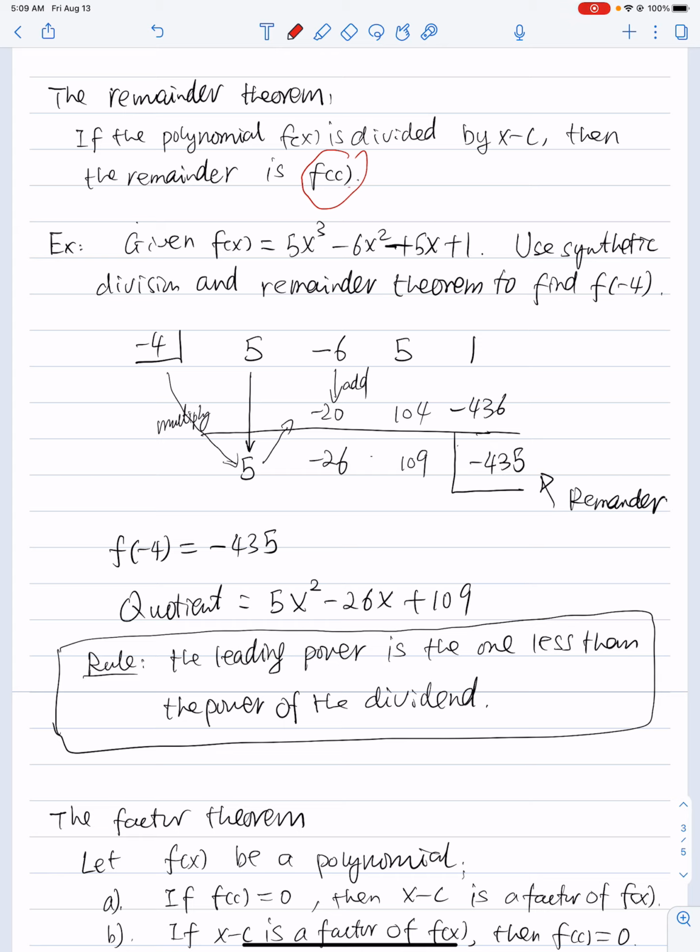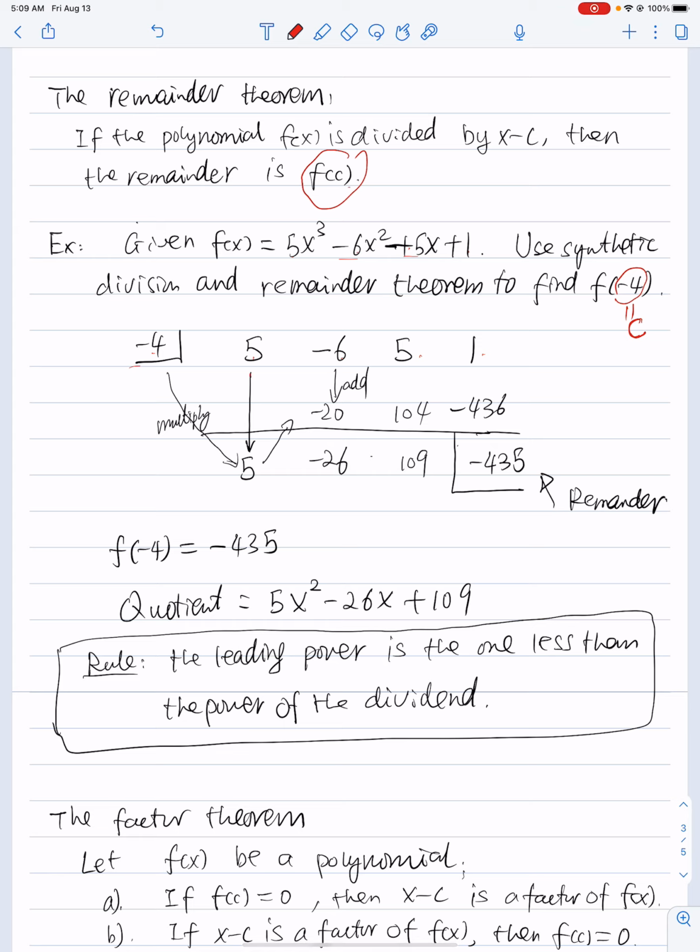So if given a function like this, use synthetic division and the remainder theorem to find f of negative 4. So to find f of negative 4 means, what is c? C is negative 4. With me? Okay, so we can use synthetic division. What should we do? You put c in the corner here. You write down all the coefficients: 5, negative 6, 5, 1. So you do not have any missing term here.